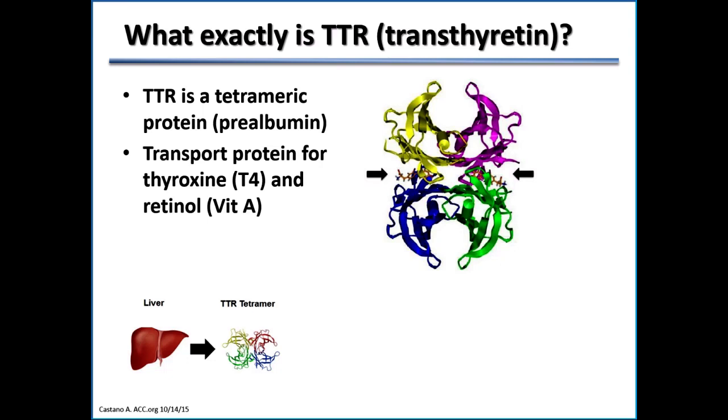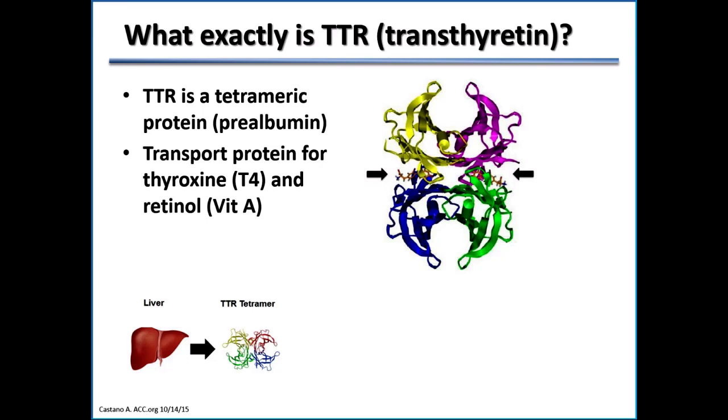So I talked a bit about light chain amyloid. What's transthyretin amyloid? Transthyretin, or TTR, is actually a protein that we all make. We commonly refer to this as prealbumin, and we check this in our patients for nutritional status. I'm sure you figured that out last week.